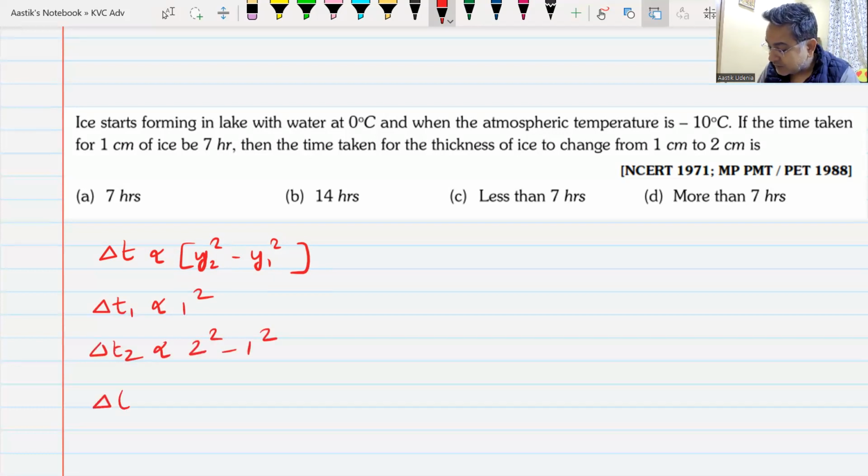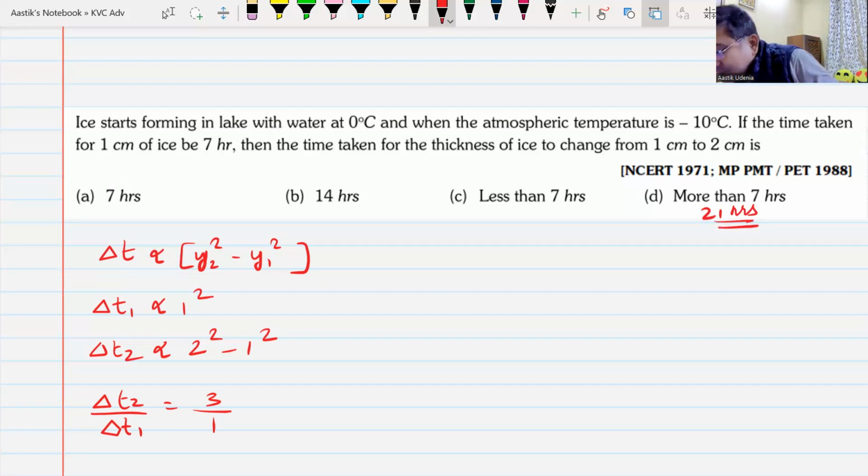So delta T2 by delta T1 will be 3:1. Yes or no? Yes, sir. So it will be 21 hours. Time taken to change from, it will be more than 7 hours. If not 4, it is 21 hours. Right. Do we get this? Yes or no? Yes, sir. So these types of questions, I hope you will be able to solve. Yes or no? Yes, sir.